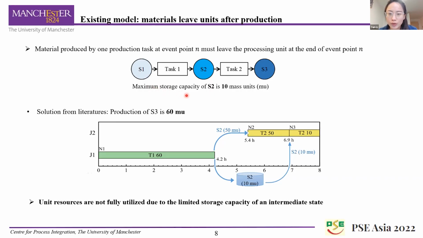There is a plan to produce S3 within 8 hours. Using the existing models, the maximum production of S3 is 60 mass units. The state S2 produced by the task is transferred to the storage or the downstream unit after production. Due to the maximum storage capacity of S2 being 10 mass units, the batch size of T1 should be 60. But its maximum batch size is 100. So the unit resources aren't fully used due to the limited storage capacity of state S2.